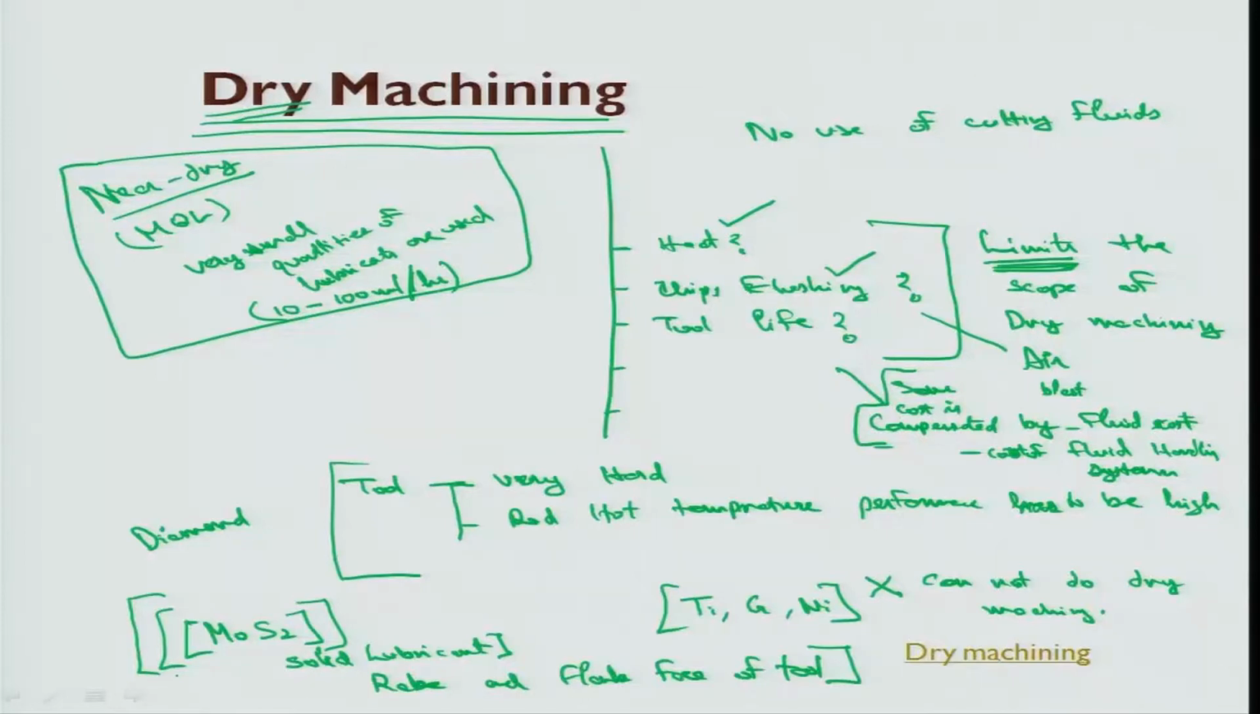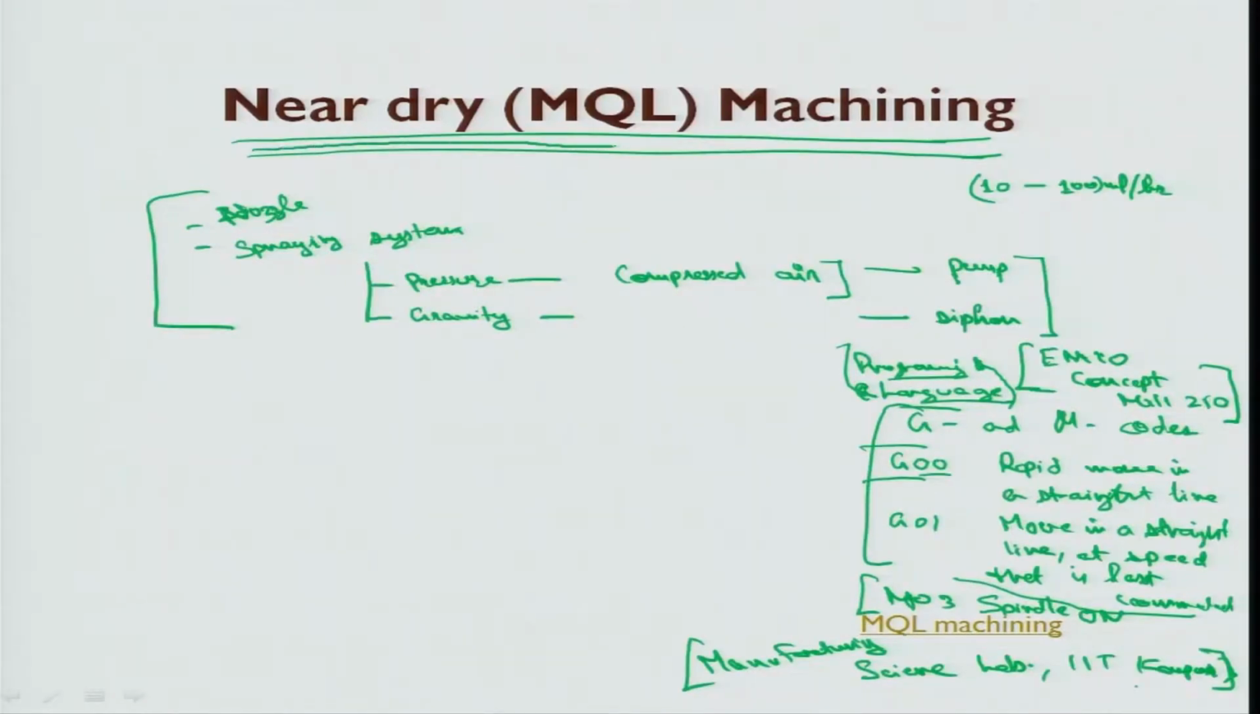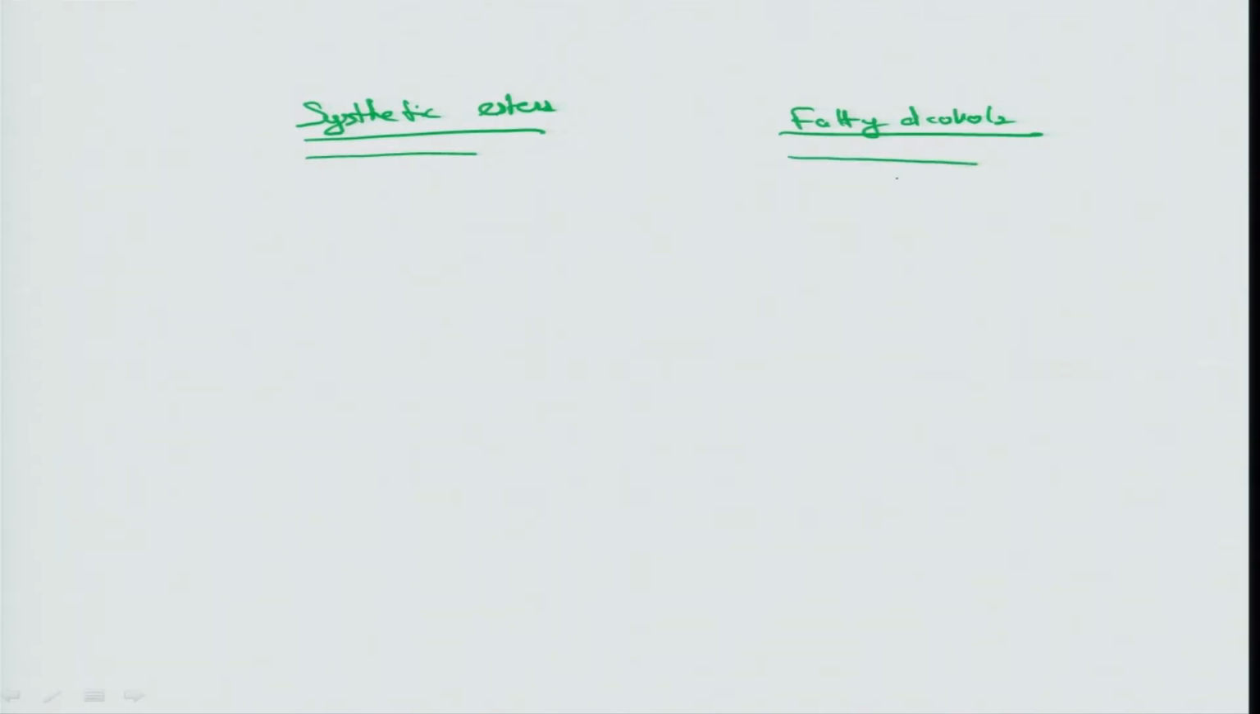For both technological and economic reasons, optimal results are produced by near dry machining, that is minimum quantity lubrication, and high performance oils have excellent lubricity and biodegradability, and they are environment friendly as well. So I can compare synthetic esters and fatty alcohols, which are widely used in the MQL process. Synthetic esters are chemically modified vegetable oils, and fatty alcohols are made from natural raw materials or from mineral oil.